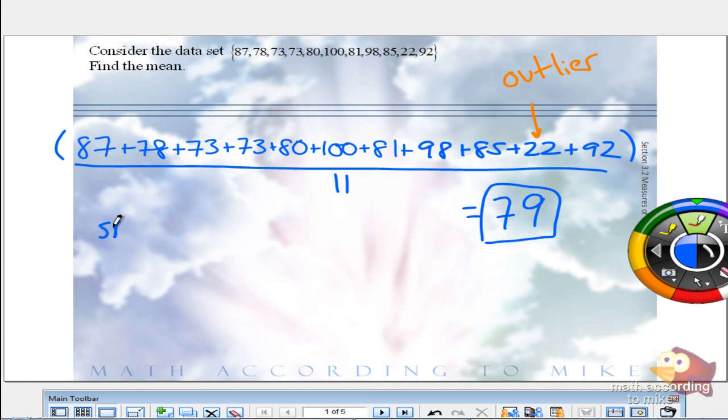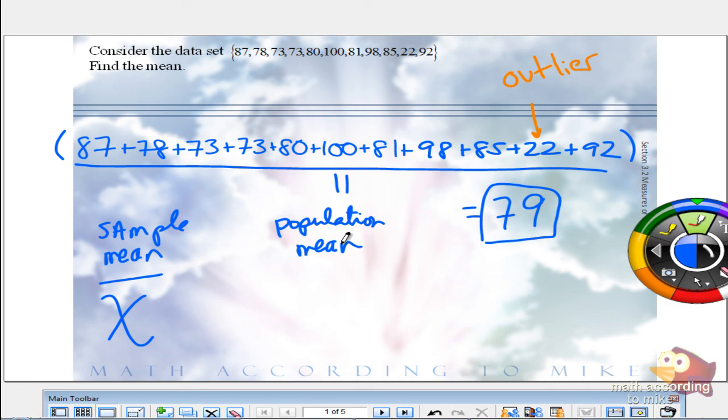If this was a sample mean, the notation we use is x bar. This is the second time we saw that bar. We also saw it for x-naught. So x bar means sample mean. If it's a population mean, well, anytime you have a population, you actually use some Greek symbols. So the symbol we use is mu.